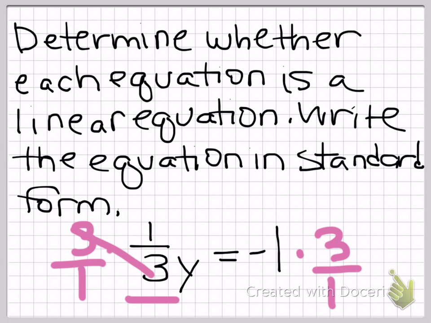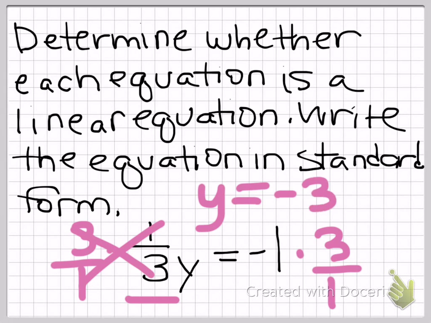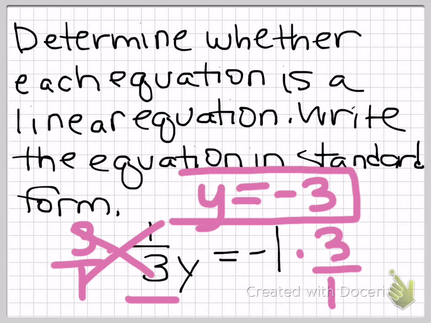Which would then make this become 1, y, or just y, equals -1 times 3. So we could write y equals -3. And this is the only part of the equation that we have. So this is our final equation, and that's as best as we can put it into standard form. Mainly, the reason we changed anything was really just because the coefficient needed to not be a fraction. It had to be a whole number.